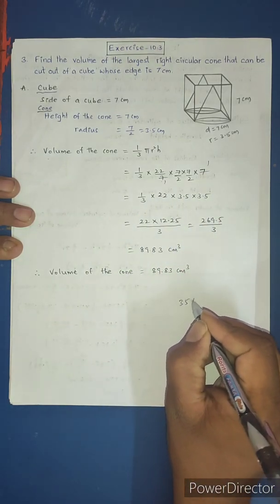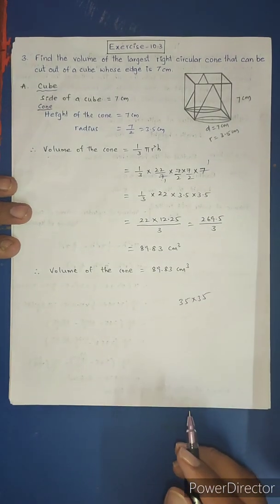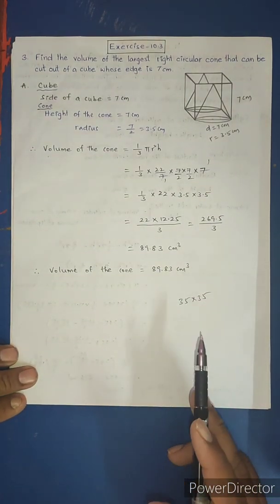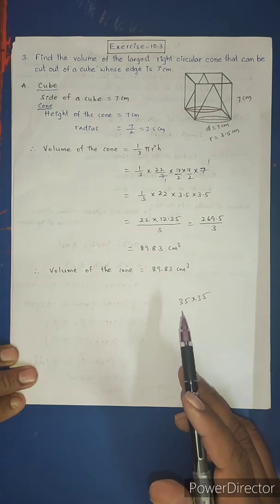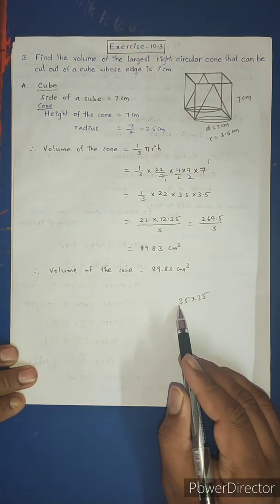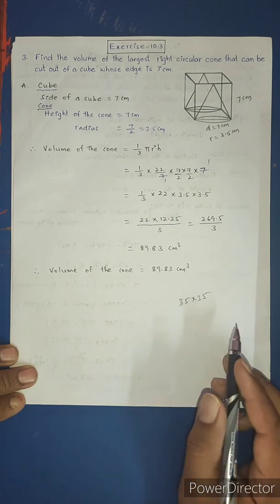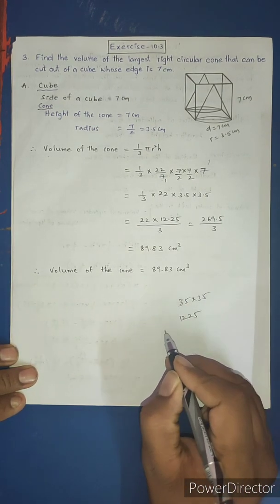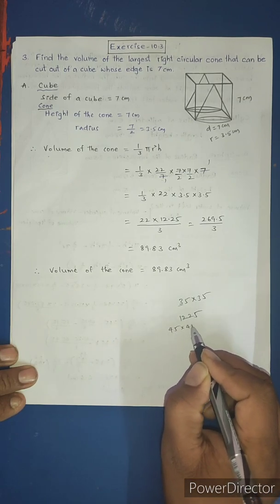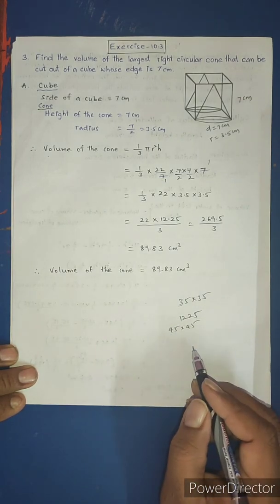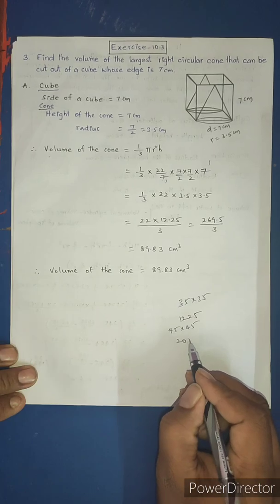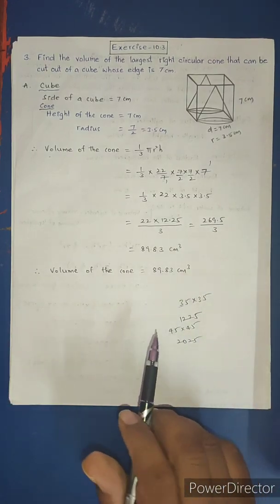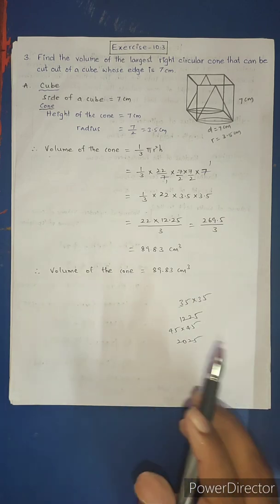Listen, 35 into 35. The product of same numbers with the units place is 1. Unit place is 5. Then simply 3. After 3, 3 comma 4. 3 4s are 12. 5 5s are 25. 45 into 45. 4 after number 5. 4 5s are 20. 5 5s are 25.